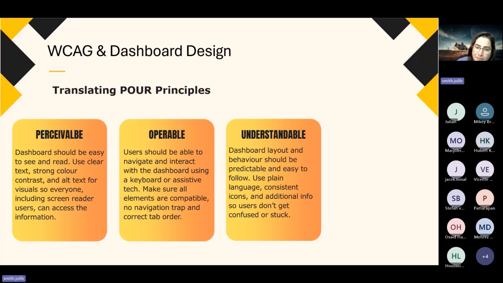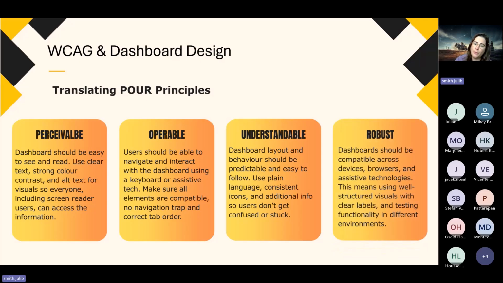the report. And to make our reports robust, it means that our dashboards need to be compatible across devices, browsers, and assistive technologies. So Power BI is compatible by default with screen readers, for example. But we have to structure our visuals with clear labels, and we should also test functionalities in different environments. So, for example, you may have mobile view and desktop view.